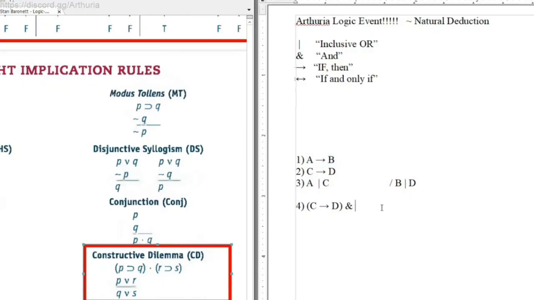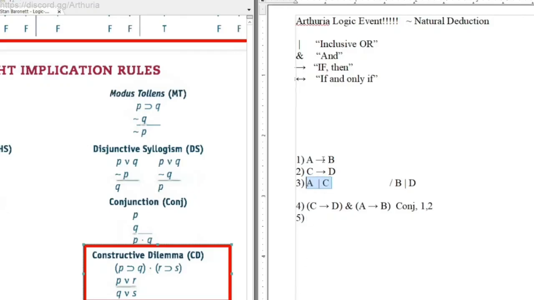The order again does not matter. Order of an and statement does not matter. The order of an or statement doesn't matter. The order of an if and only if statement doesn't matter. But the order of an if then statement, very important. Extremely important, actually.